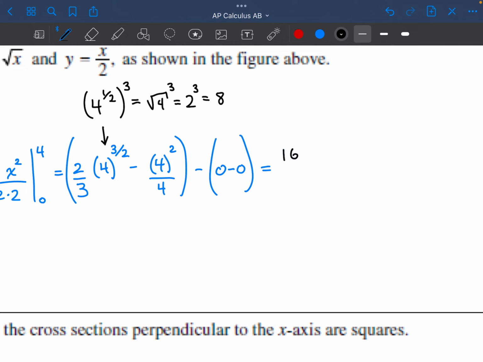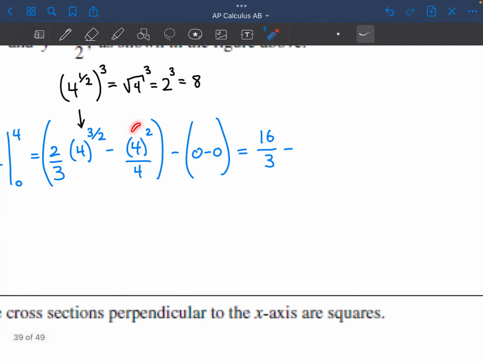I don't want to go back to blue, actually. Come back here and say, in blue, that's going to be 16/3 minus, and I'm going to have this fraction. So this is going to be 16/4, and 16/4 is just 4. So I can say that this is minus 4.